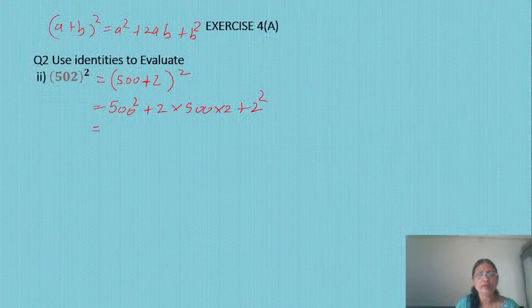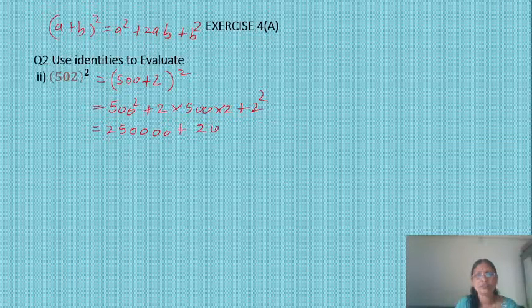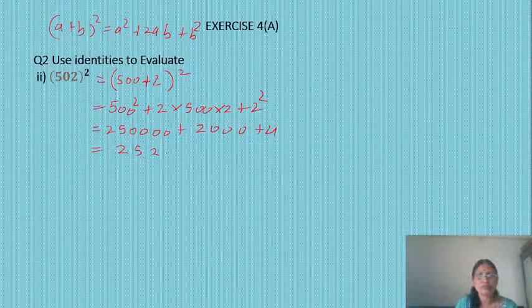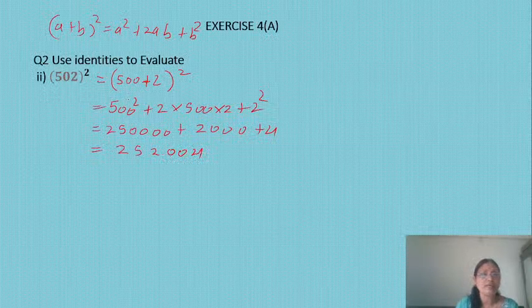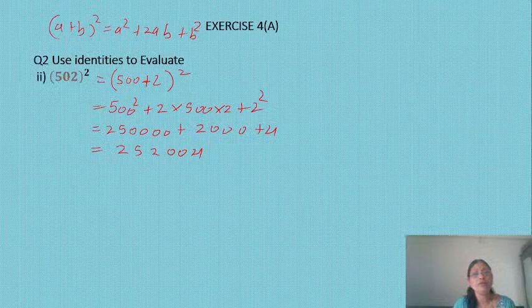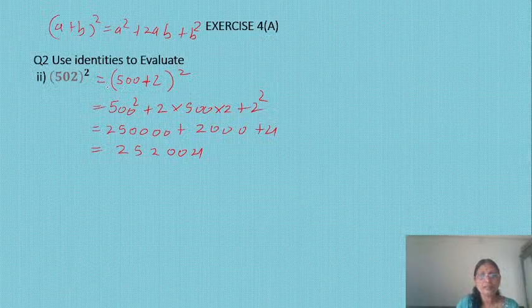So 500 square is 5 square, we know 25. These zeros are going to double, so it becomes 250,000. Plus 2 fives are 10, 10 twos are 20, so this is 2000. Plus 4. Add this all, you get it as 252,004. So thus we calculated the square of 502 by using the identity (a plus b) the whole square.